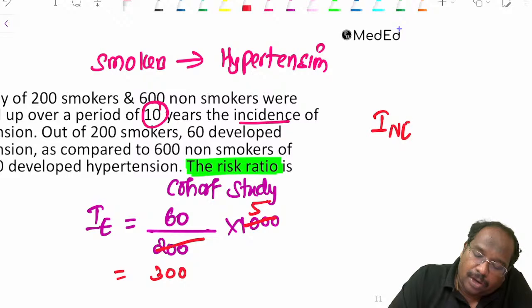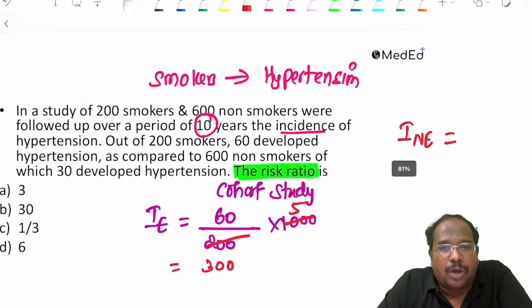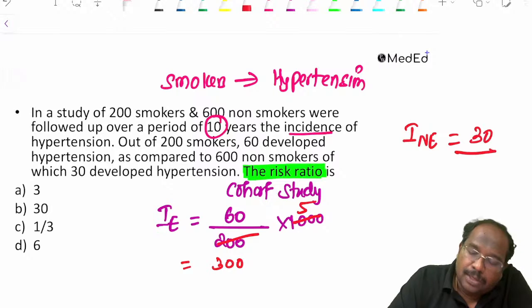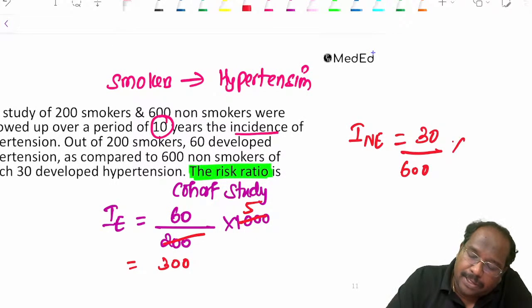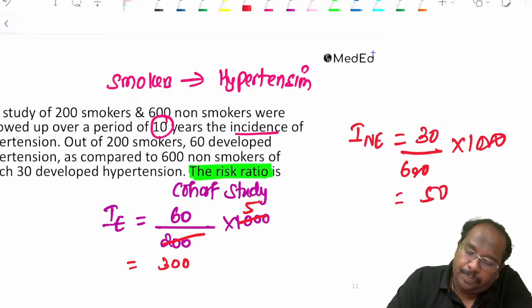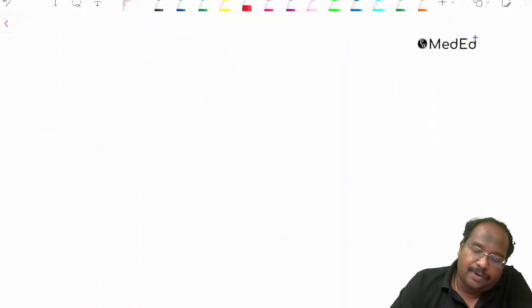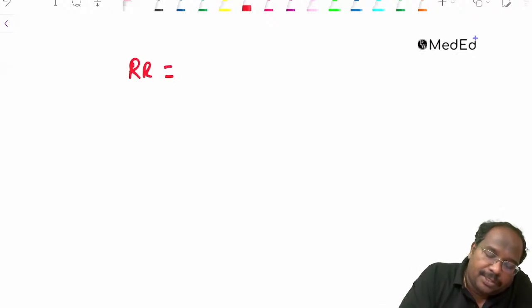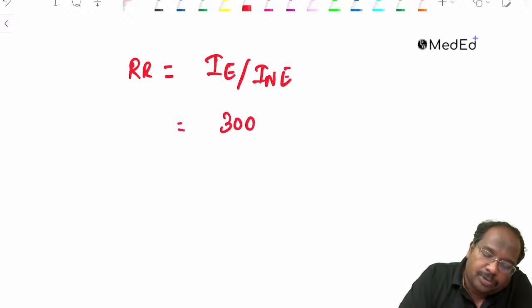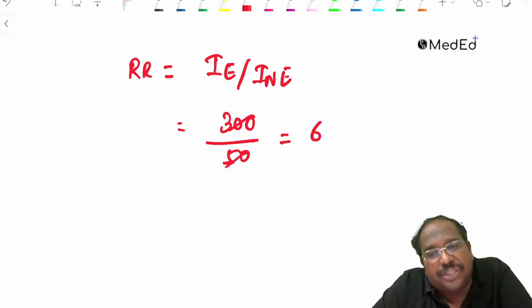The incidence among non-exposed: how many people are there? 30 people out of 600 non-smokers, multiplied by 1000. How much? That is 50. Now what is the relative risk here? Relative risk or risk ratio is incidence among exposed by incidence among non-exposed. 300 by 50.